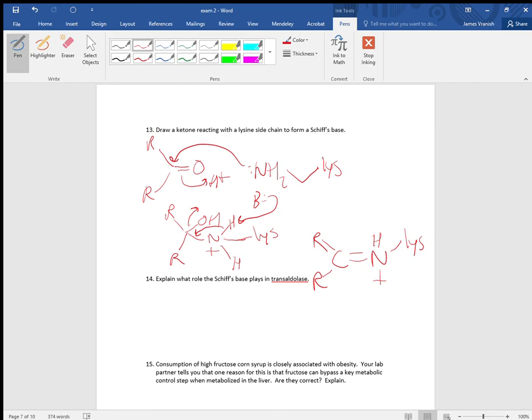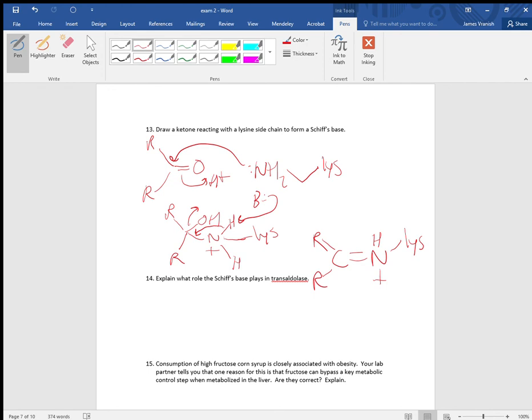All right, number 14, explain what role the Schiff base plays in transaldolase. So basically you had to say something about stabilizing the negative charge to aid in the cleavage of it. Aid in the cleavage of the carbon chain, something along those lines there.